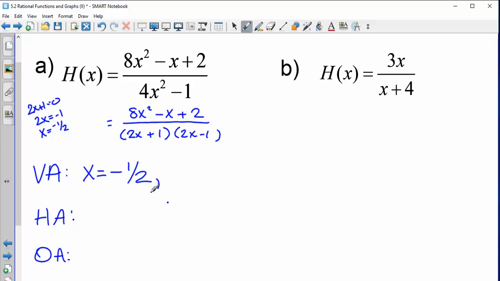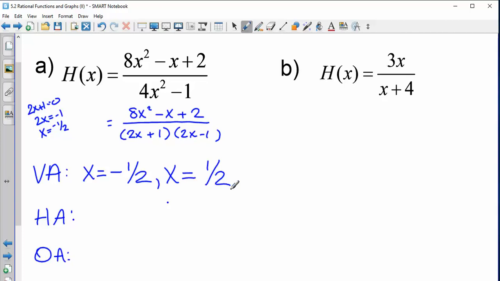You can have more than one vertical asymptote, so I have to look at my second parentheses. What would make 2x minus 1 equal 0? These are lines, so it's x equals. Okay, domain is when we say not equal. Asymptote, it is equal. So I have 2 of them.